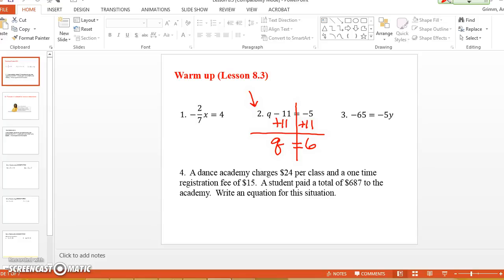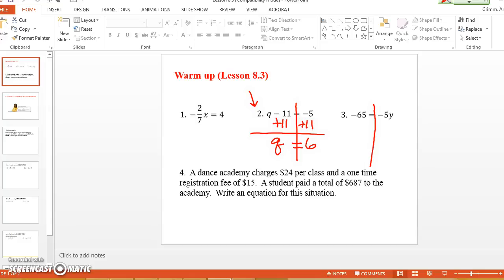How do you do number 3, Micaiah? -5. What do you want me to do with -5? I agree. Say that again. Do what with it? You want to pass? Okay. Just pass it. Griffin. It's division.